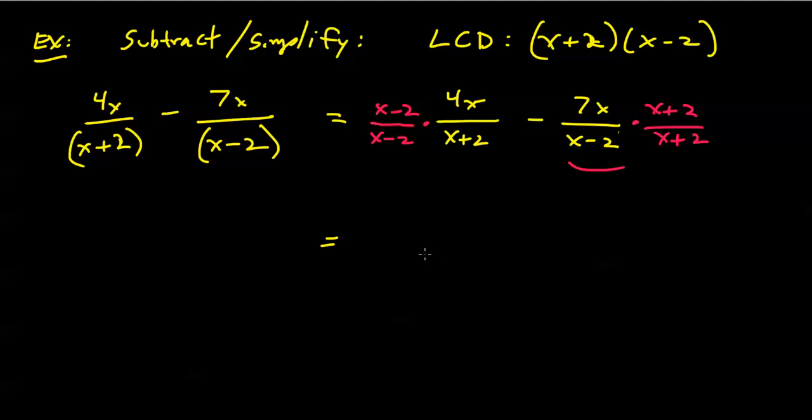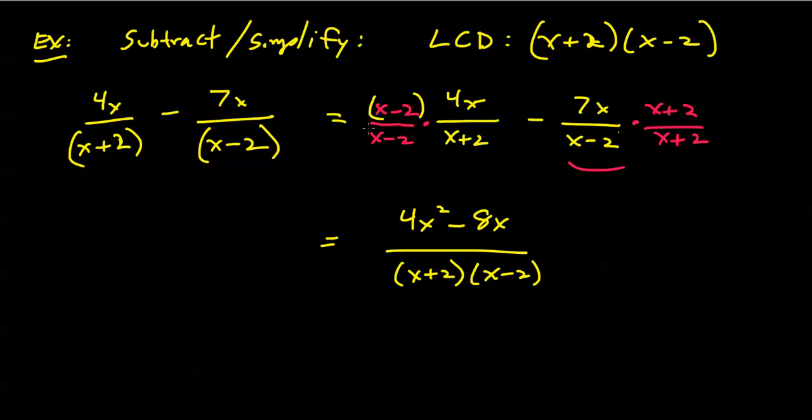Alright, so upstairs I'll have, well, if I'm going to multiply x minus 2 times 4x, I'll get 4x squared minus 8x, will I not? And downstairs, I'm just going to leave it factored. I'll write it as x plus 2 times x minus 2. Right, multiplying x minus 2 times x plus 2. Second expression, 7x times x plus 2.